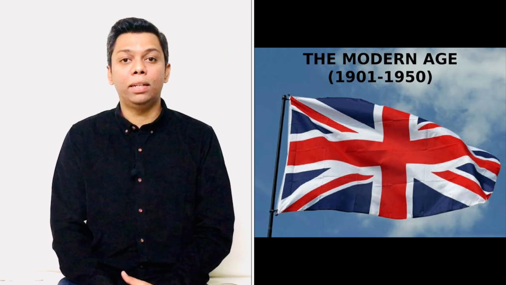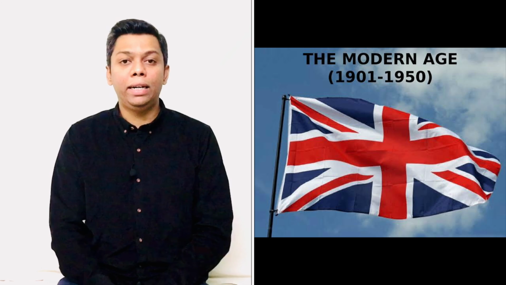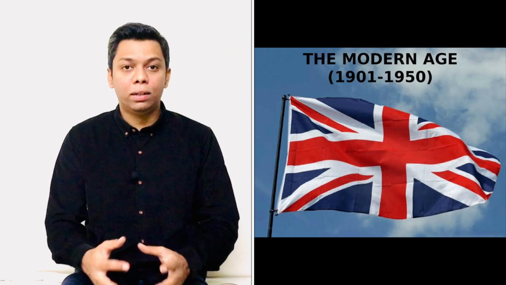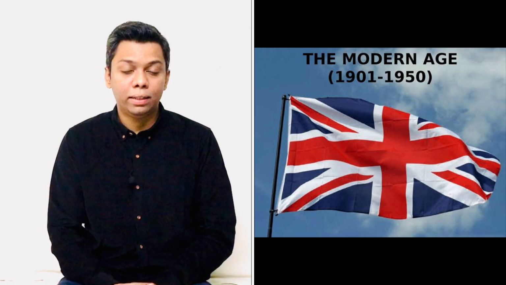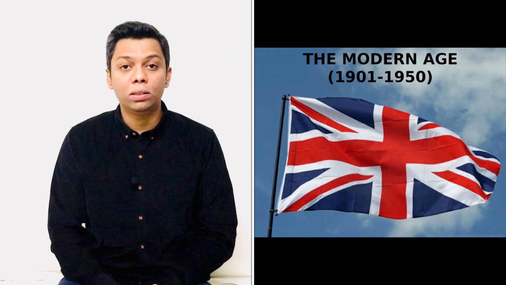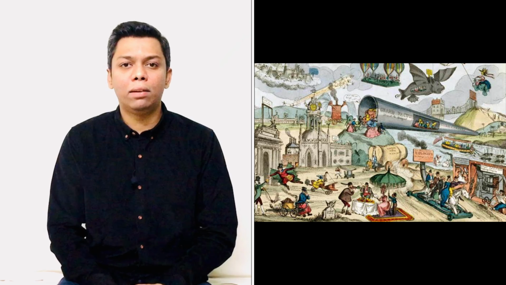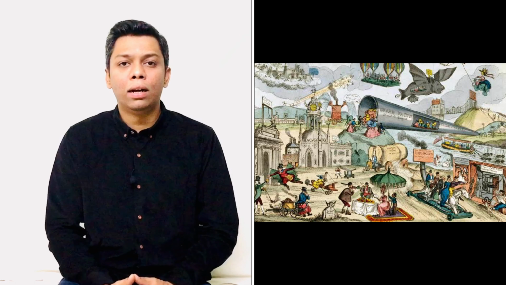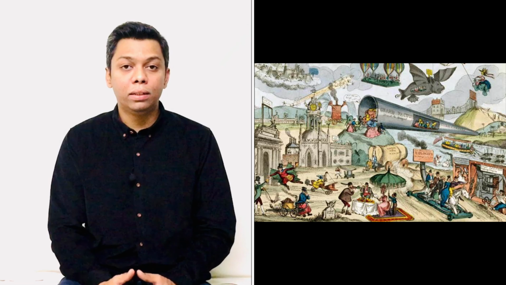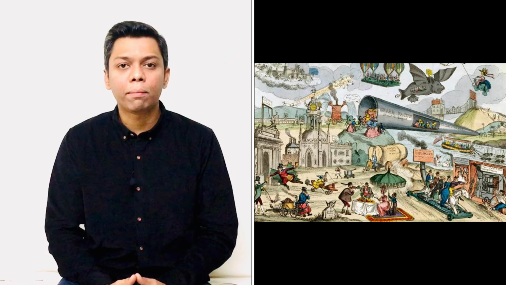What has happened after 1901 up till the 1950s, this age is called the modern age. Why is it called the modern age? Because science and technology developed so much that there were so many technical advancements, innovations and inventions in this century, and we would be going into detail about all of this.